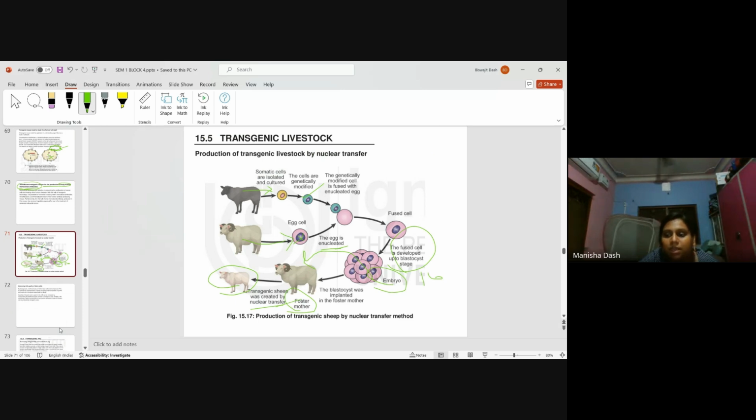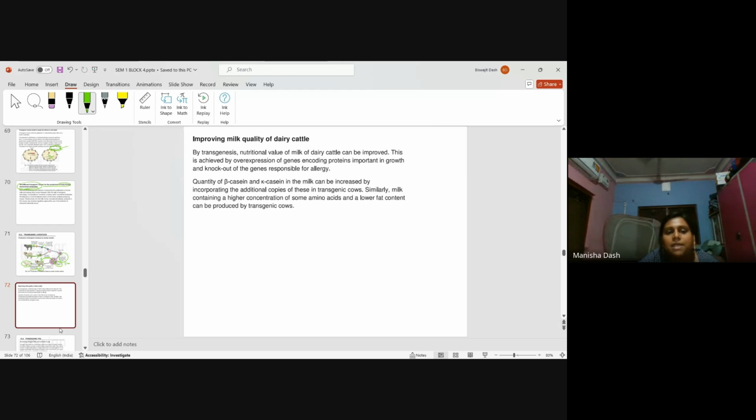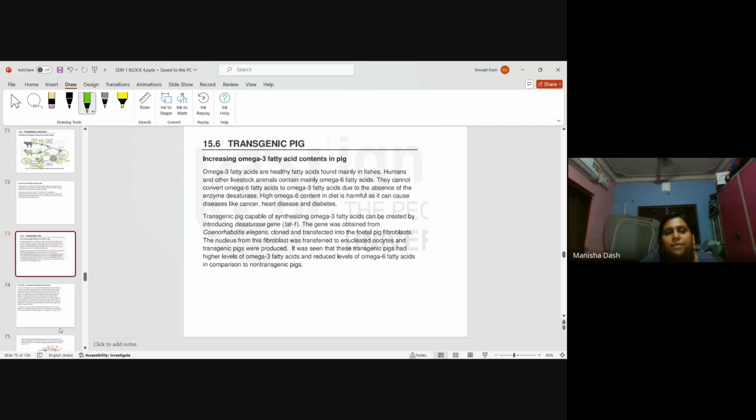Now transgenic livestock I already discussed. So what are some applications? These are used for improving the quality of the dairy cattle, like adding some nutritional component or removing some component which is harmful for consumption, etc. Then there is development of transgenic pig, like increasing the omega-3 fatty acid content in the pig. Wherever pork is consumed, it is supposed to be a source of protein and source of omega-3 fatty acid. So this kind of pig is designed to produce more omega-3 fatty acid, so that when you consume the pig, you will have sufficient amounts of these compounds.